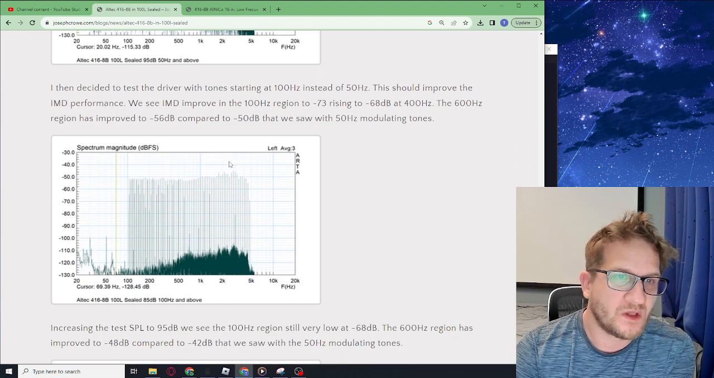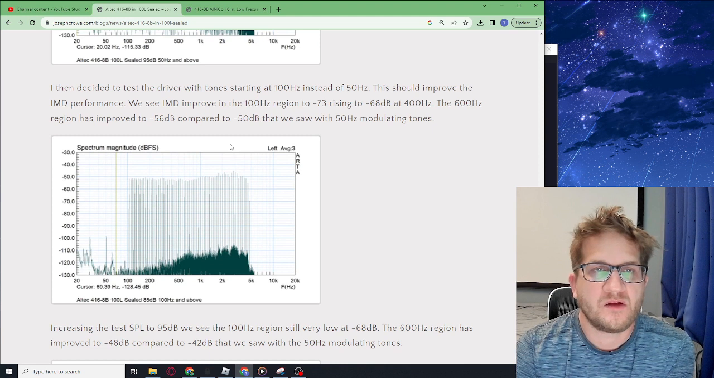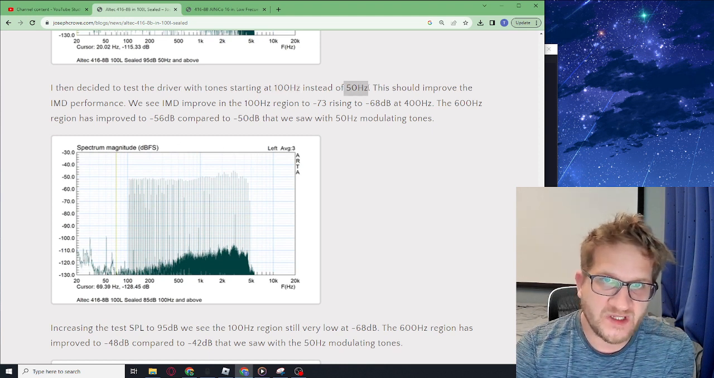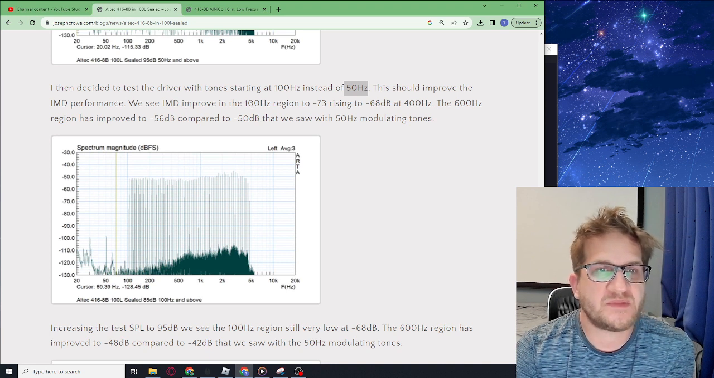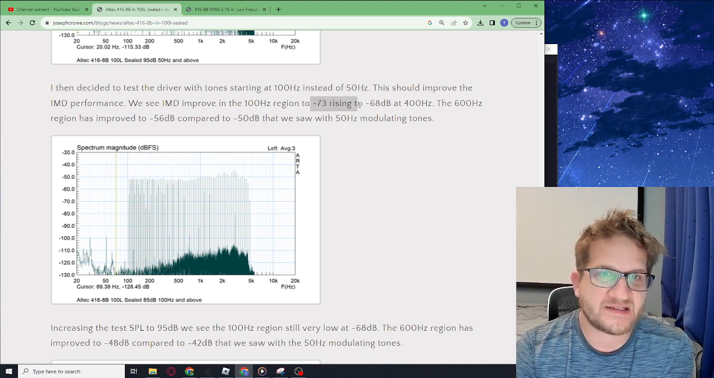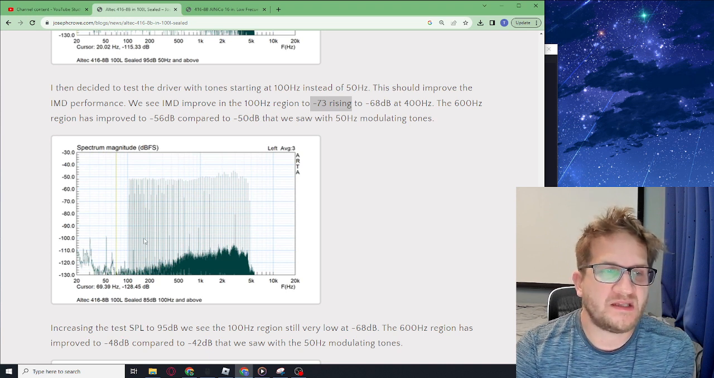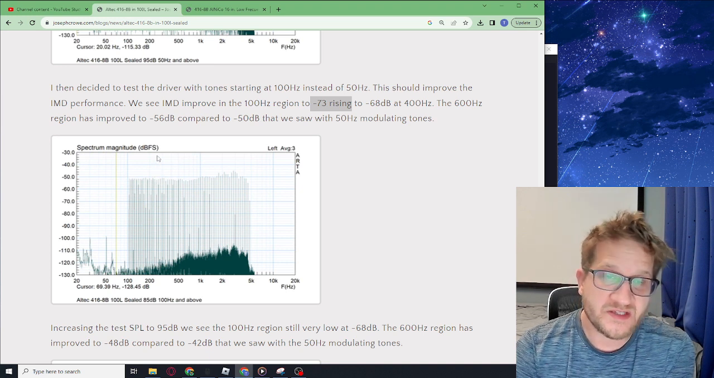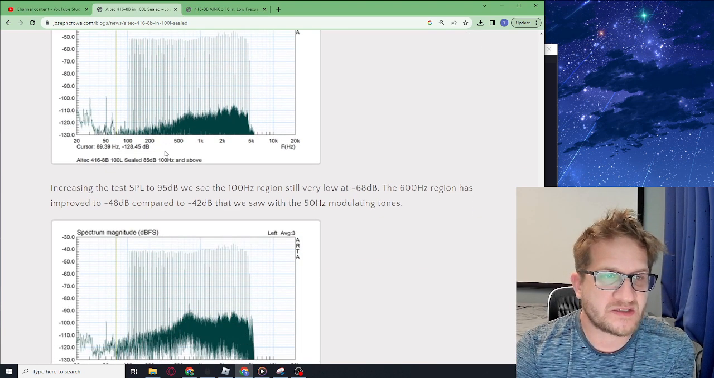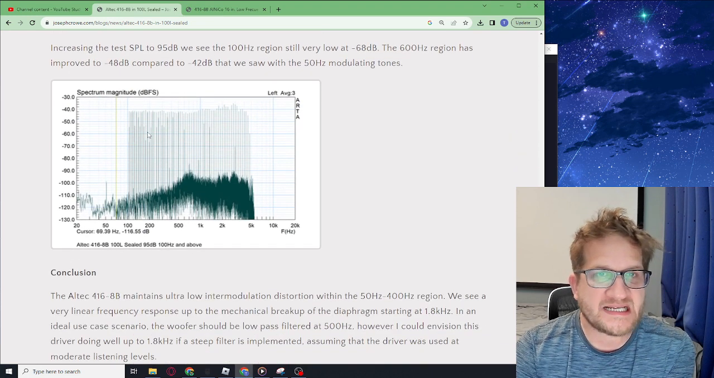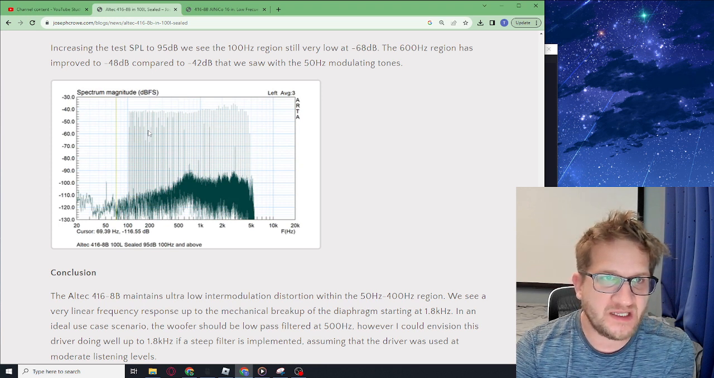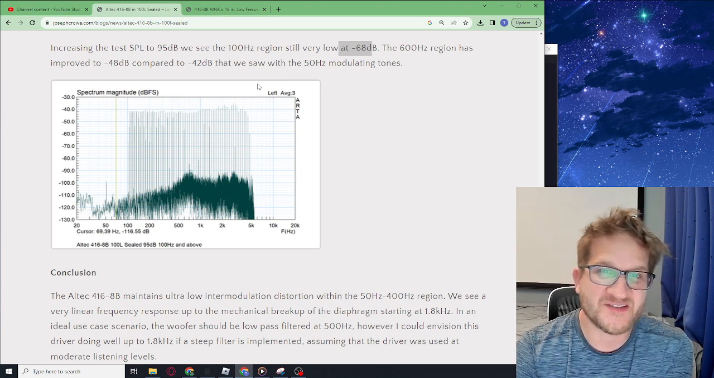So I decided to test the driver with the test tone starting at 100 hertz instead of 50 hertz. And so we see the IMD improve in the 100 hertz region to minus 73 dB. So we're seeing a 5 dB improvement in that 100 hertz region when we do the high pass with the test tones. So these are extremely low distortion figures, and might explain why this driver has such a strong following. Again, I tested it at the higher test SPL, 95 dB, and we see that we're still low at minus 68 dB. So these are really good numbers.